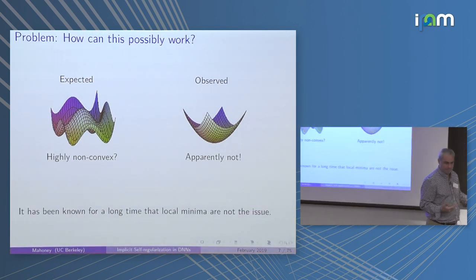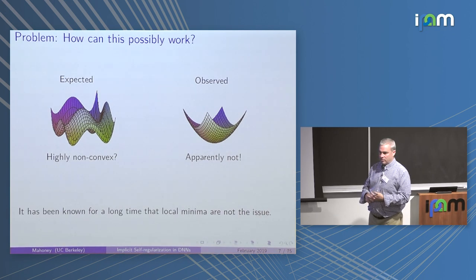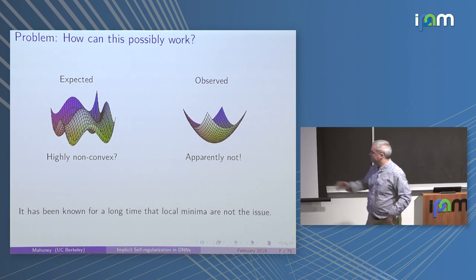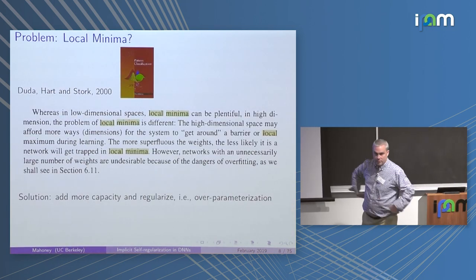Practical question, does this matter? And the answer is no. As a practical matter, the fact that it's non-convex and has all these local minimums never matters. And this has been known for a long time. So this has been known long enough that by the 2000s, it worked its way into textbooks.